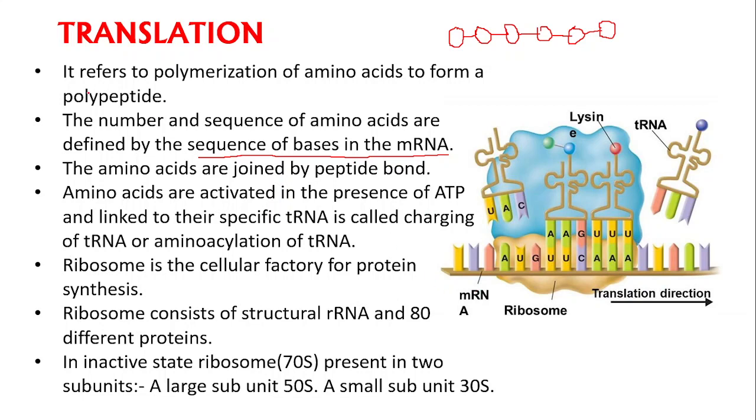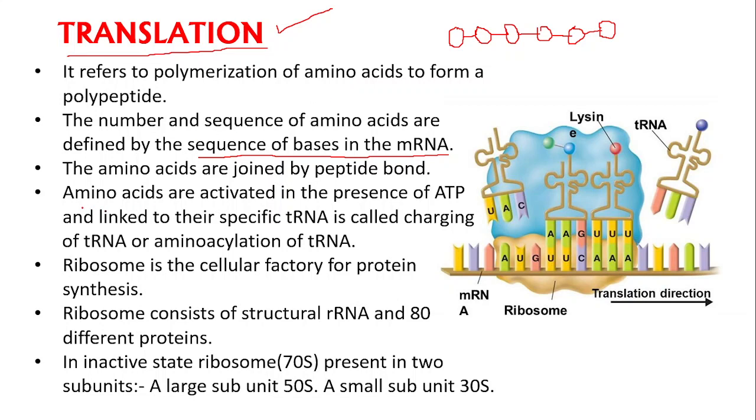Do remember, the process of translation takes place inside the cytoplasm of the cell. Why? Because the mRNA which is formed after transcription will come out of the nucleus with the help of nuclear pores. By means of nuclear pores, the mRNA will come out and be suspended in the cytoplasm, and the process of translation will take place in the cytoplasm of the cell.